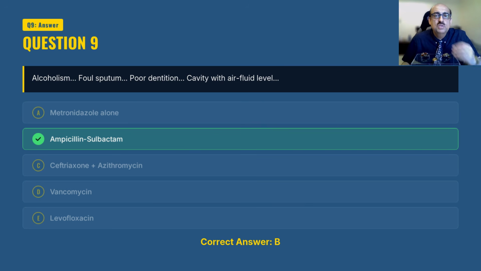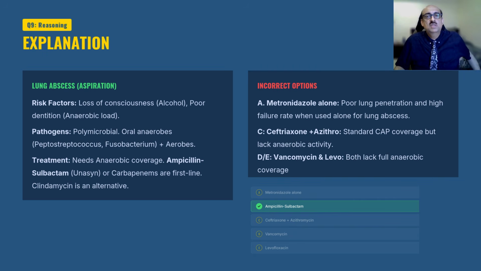So the answer to question 9: for a patient with a history of alcoholism, foul sputum, poor dentition, and a cavity with an air fluid level on the chest X-ray suggestive of lung abscess, the ideal antibiotic option will be ampicillin sulbactam, option B. So let's come to the explanation.